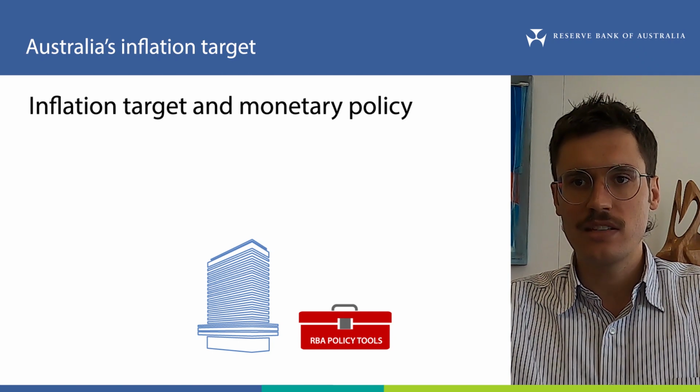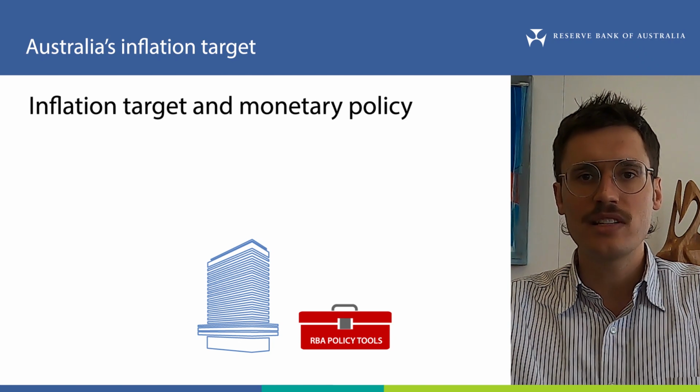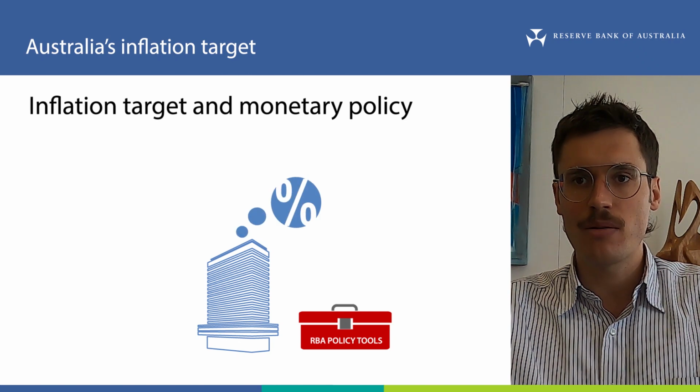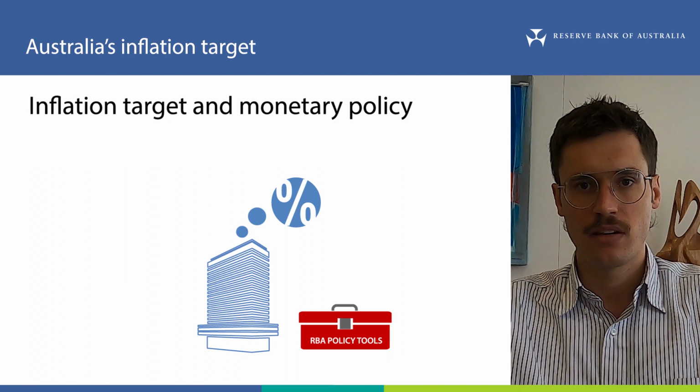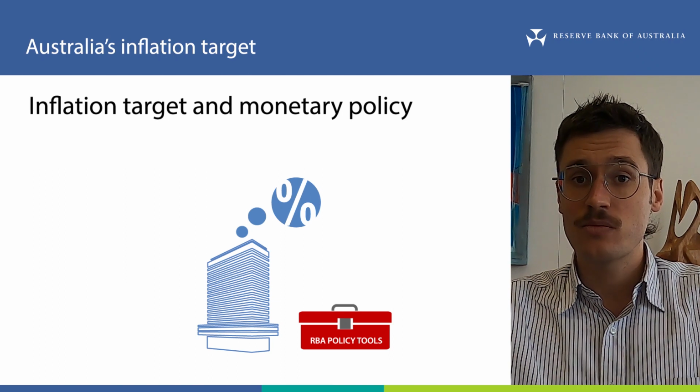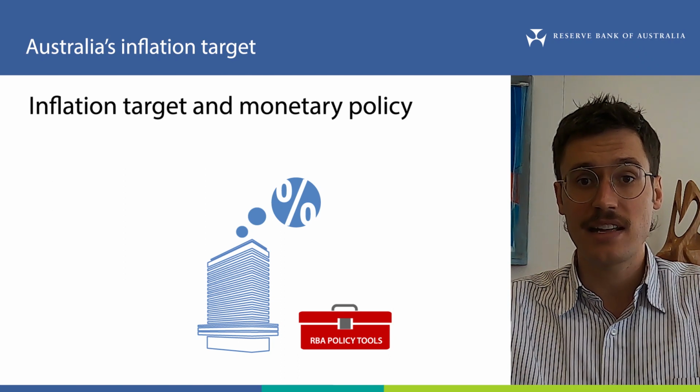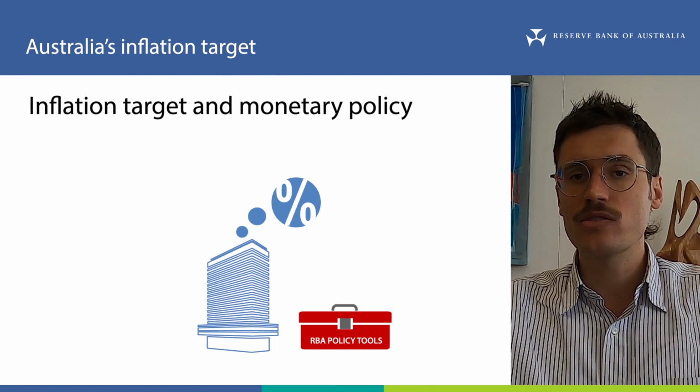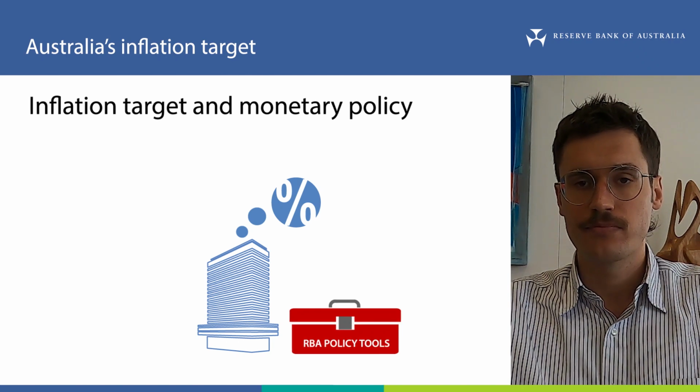Over the past 30 years or so, the board mainly used the target for the cash rate as the primary tool of monetary policy. However, as we've discussed, with the current target for the cash rate set at such a low level, the board has also turned to other tools.